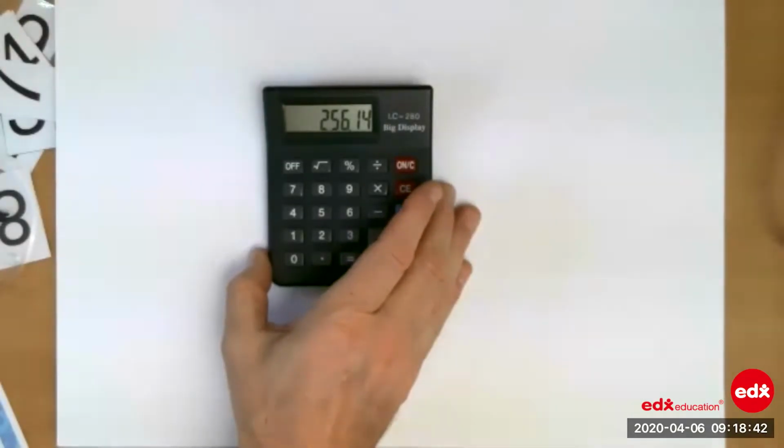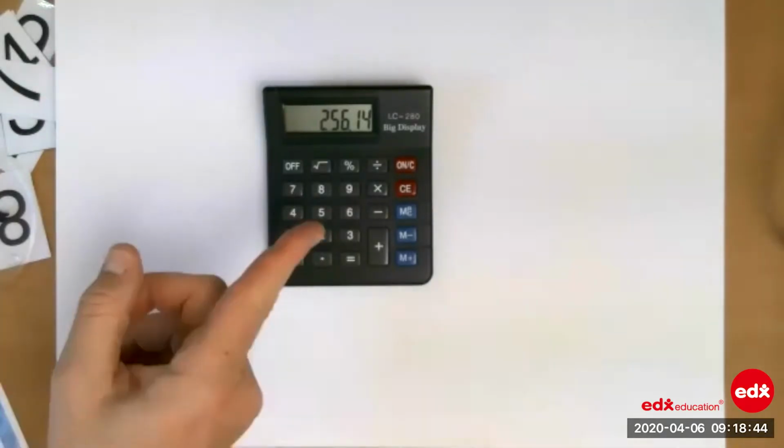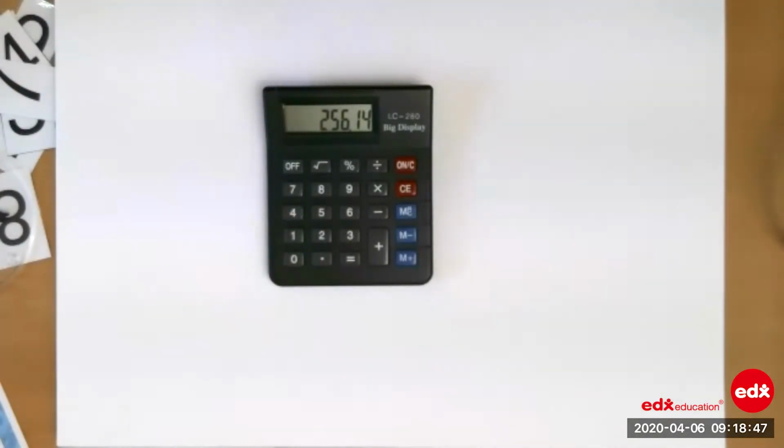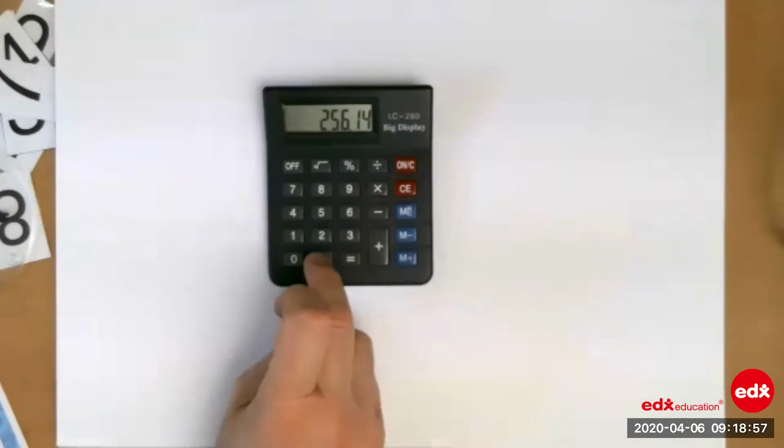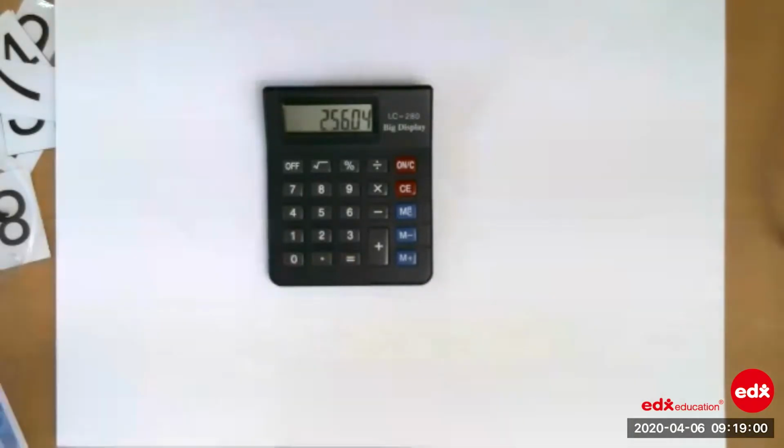So in this case here, we got 256.14, or 14 hundredths. And if I said, okay, now if I wanted you to remove the 1 in the 10ths place, then the child would have to subtract 0.1, and that would wipe that number out. You see how that became much more complex when we changed the numbers.